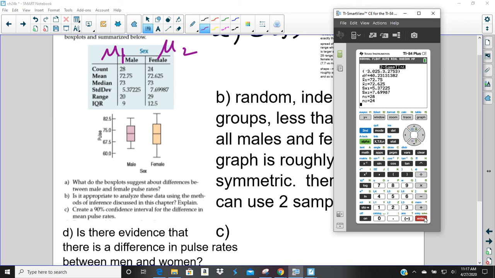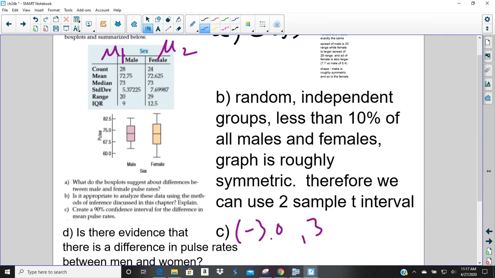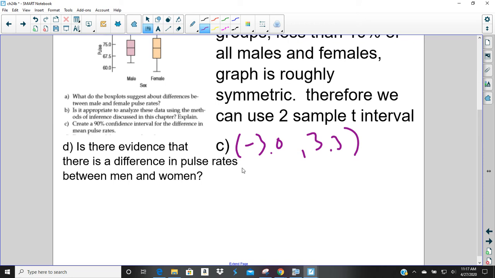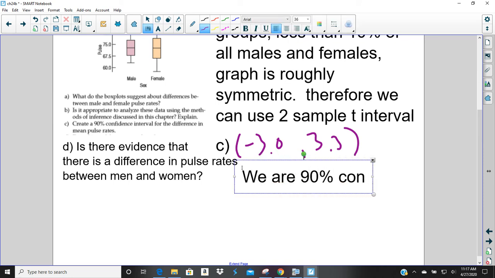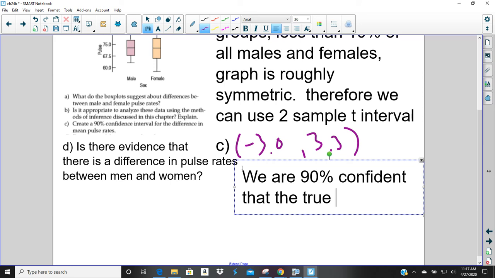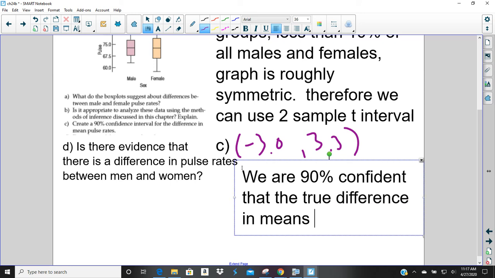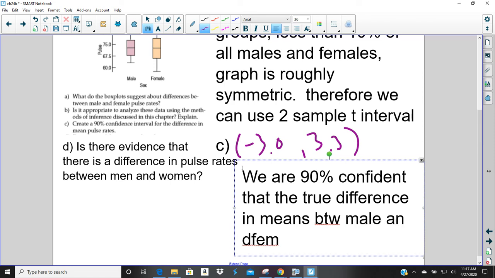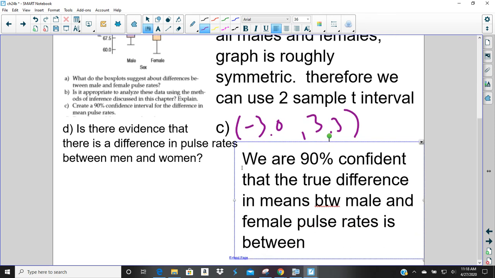Calculate. So I'm getting negative 3.0 to positive 3.3. So this is interesting. We are 90% confident that the true difference in means between male and female pulse rates is between negative 3.0 and 3.3 beats per minute.